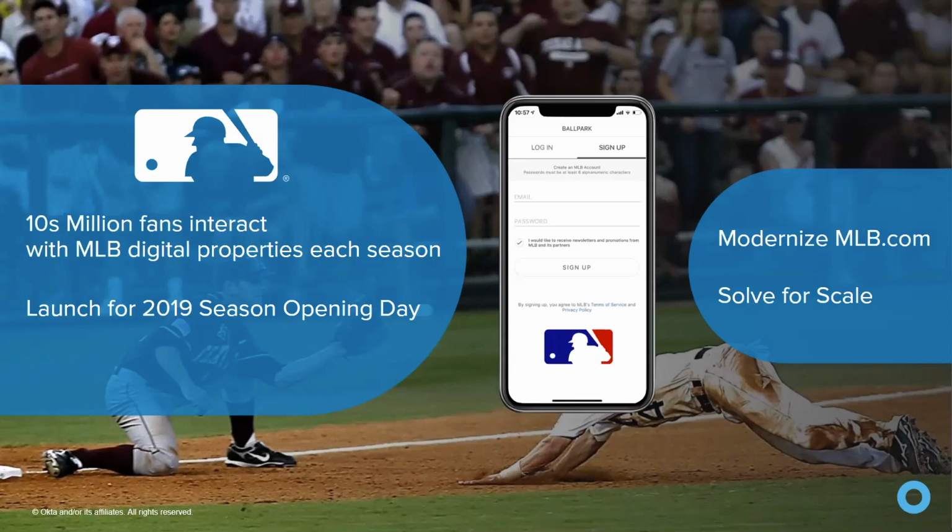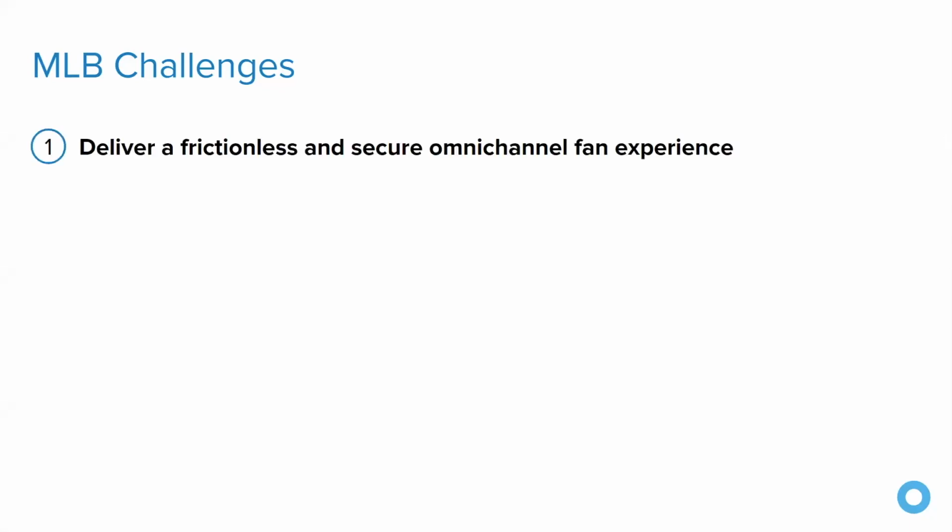At the very high level, there were two main requirements. They needed to launch this app for the 2019 season opening day, which has a very tight timeline. And the second challenge was the scale, right? They had tens of millions of fans and they had to solve for this. If we go a level deeper, they were looking at 5 different challenges. So the first one is that, of course, we're talking about fans who are coming to their digital properties on their phone, on their tablet, on their desktop. So they had to deliver a frictionless, but also secure omni-channel fan experience.